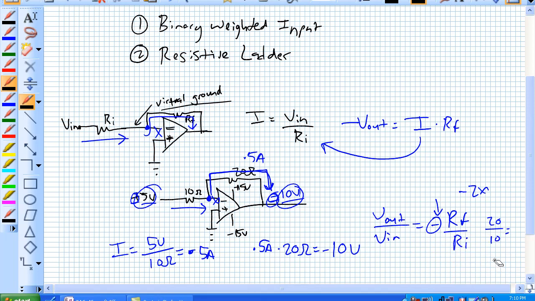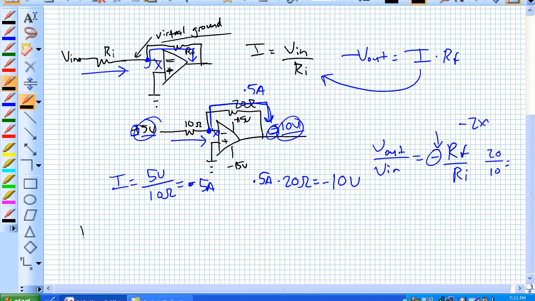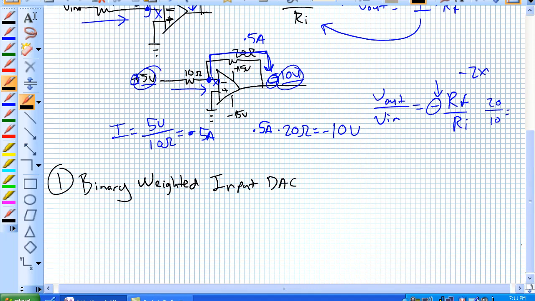But I digress. We're talking about digital to analog conversion. So how do we use our op amps to perform digital to analog conversion? Well, our first method is the binary weighted input DAC. This is method 1. Basically, you put a number of resistors of very specific magnitudes, connected to the input of the op amp, and they are in turn supplied with voltage values representative of the binary code you're trying to convert back to analog.